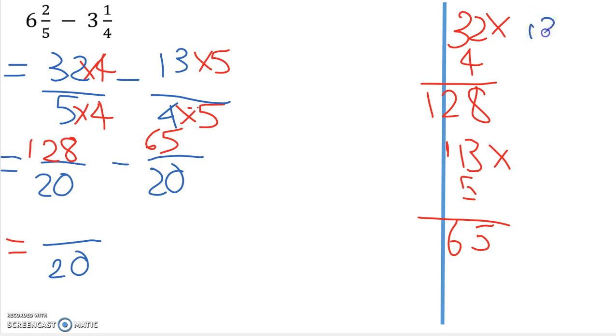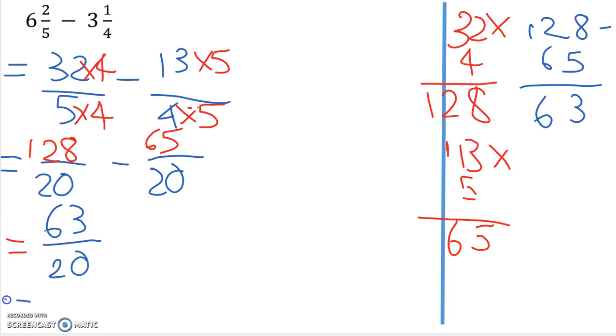So we've got 128 minus 65. 8 minus 5 is 3, and 12 minus 6 is 6. So we end up with 63 on 20. And once again, my question is in the form of mixed numbers, so I will leave my answer in the same form. So to change 63 on 20 to a mixed number, 20 goes into 63 3 times, remainder 3, all over 20. And that's my final answer.